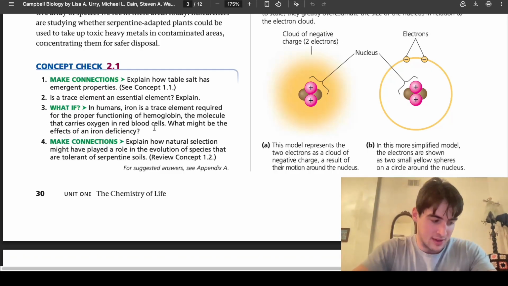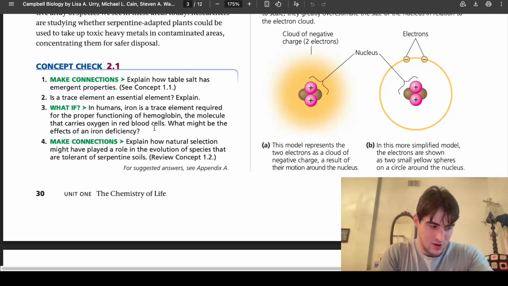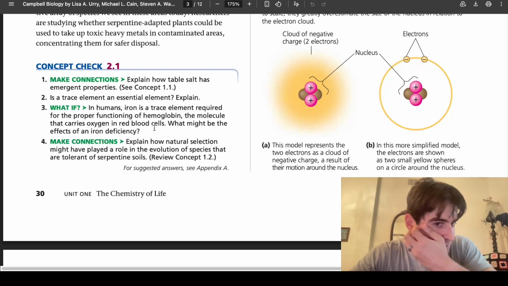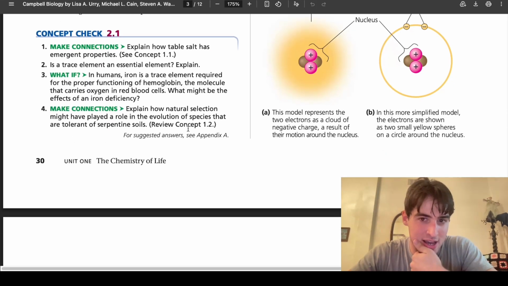And so your blood wouldn't be able to clot as well. And sometimes blood clots are a bad thing, but sometimes they're a really good thing. That's my answer for that.